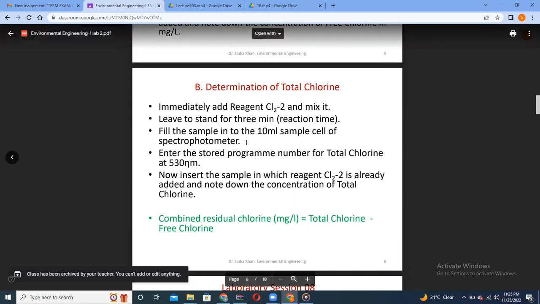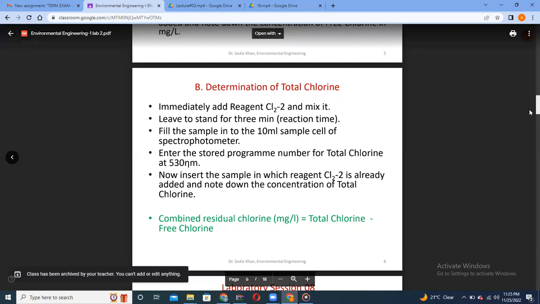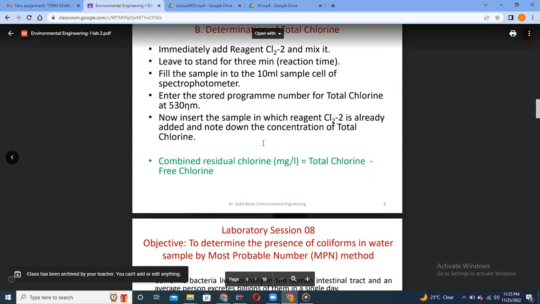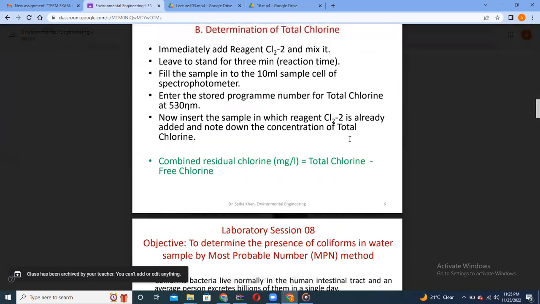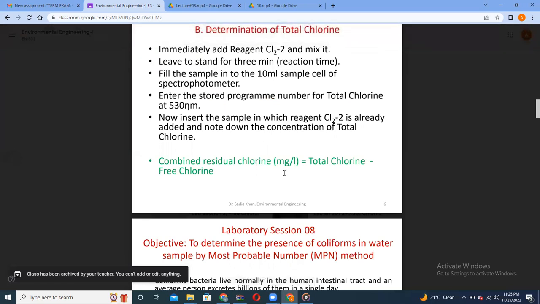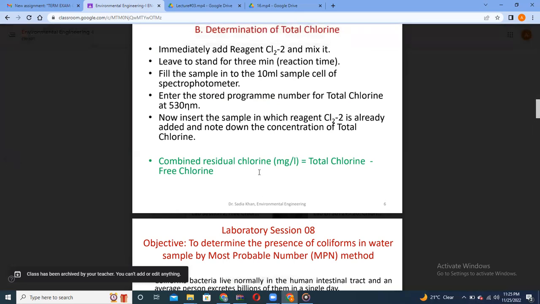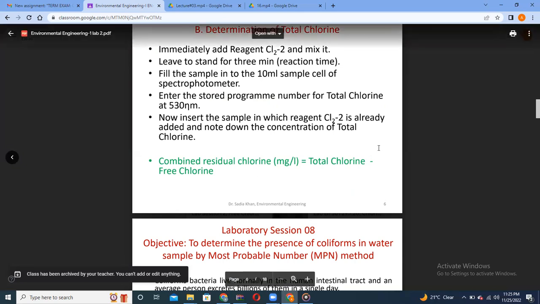Fill the sample into the 10 ml sample cell of the spectrometer. Enter the stored program number for total chlorine at 530 nanometer. Now insert the sample in which chlorine is already added and note the concentration of total chlorine. Combined residual chlorine will also be measured in milligram per liter. Total chlorine minus free chlorine.